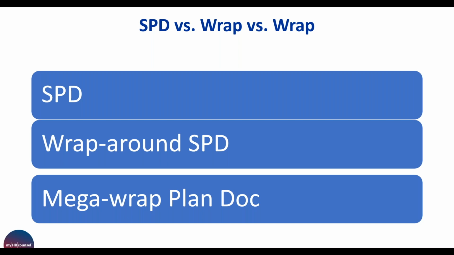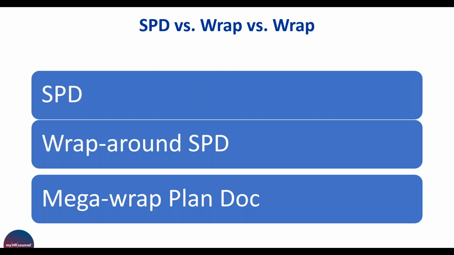Number three, DOL audits. If the DOL audits your plan, they're going to say, give me your plan document and your SPD. If you don't have it, you're going to have problems with a DOL audit. In addition, HHS will fine you $1,400 for not providing an SPD. The IRS can impose a penalty, and the Department of Labor can also impose civil and criminal penalties for not having a summary plan description.